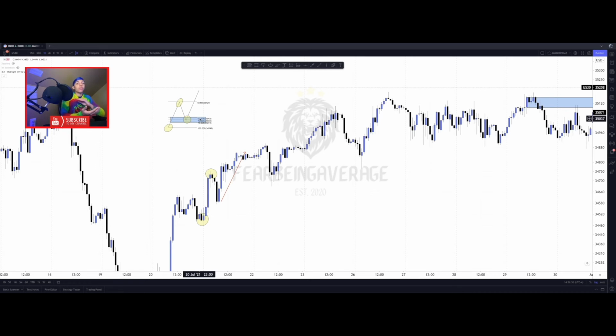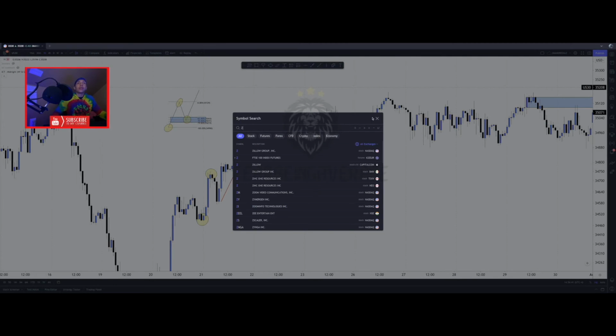your probability of having that winning trade just skyrockets. So you have a low risk for a high reward, and you also have a high probability that this trade is going to go your direction. So you just want to keep all those things in mind at all times.